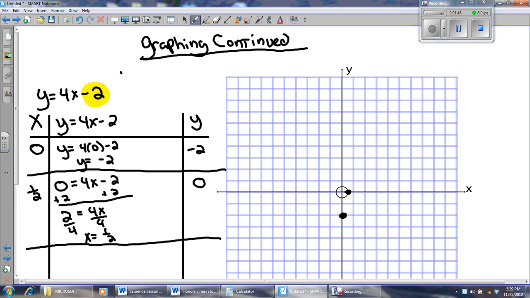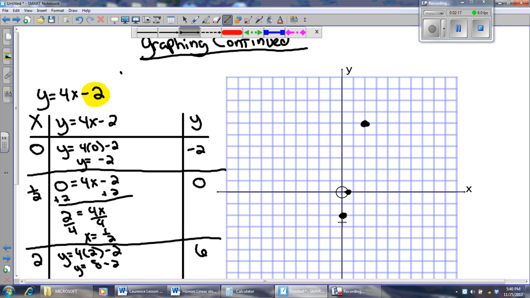Now, my next choice for x is really up to me. I'll tell you what, I'm going to go ahead and put 2 in. So I'm going to get y equals 4 times 2 minus 2. Well, I know that y is going to equal 8 minus 2, which is the same as 6. So 1, 2, 1, 2, 3, 4, 5, 6 is on the graph. I went 2 in the x direction and then 6 in the y direction. And then I'll go ahead and draw my line.